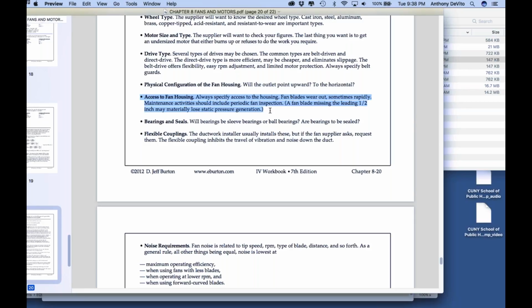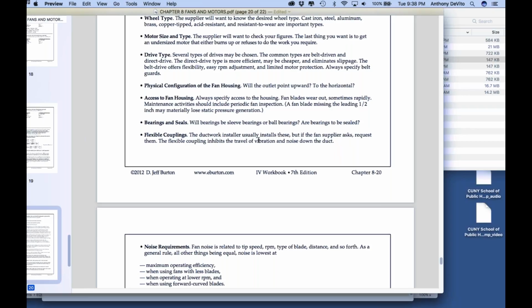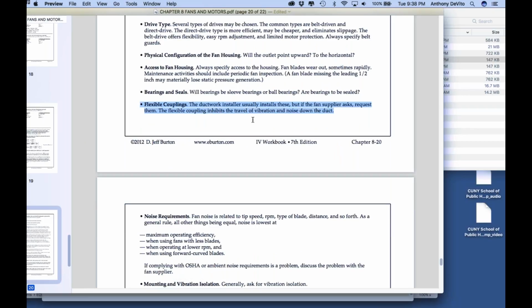So you may want hatches on here, and so on. Clean outs, hatches. What kind of bearings? Maybe the material that you're trying to move may impact what kind of bearings and seals that this thing may have. If it's a solvent vapor, you may want to make sure that these seals are compatible with the particular vapor that you're working with.